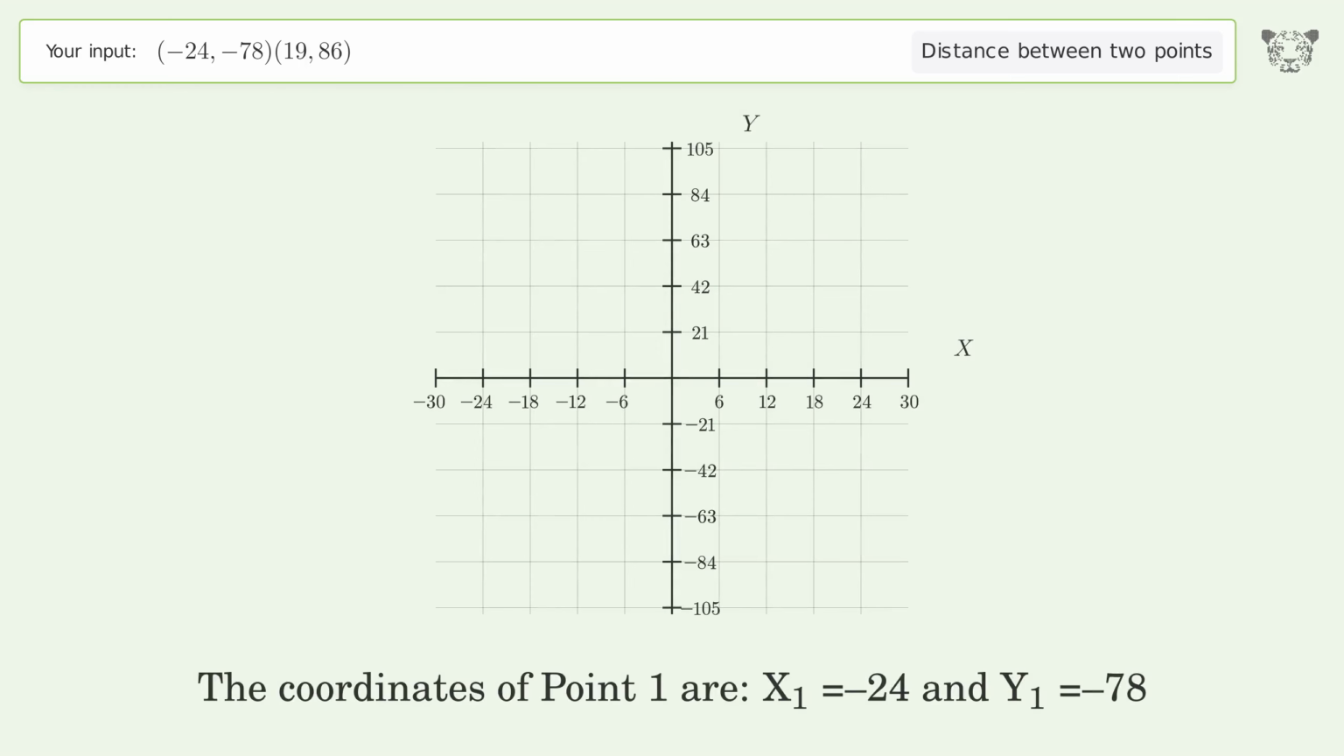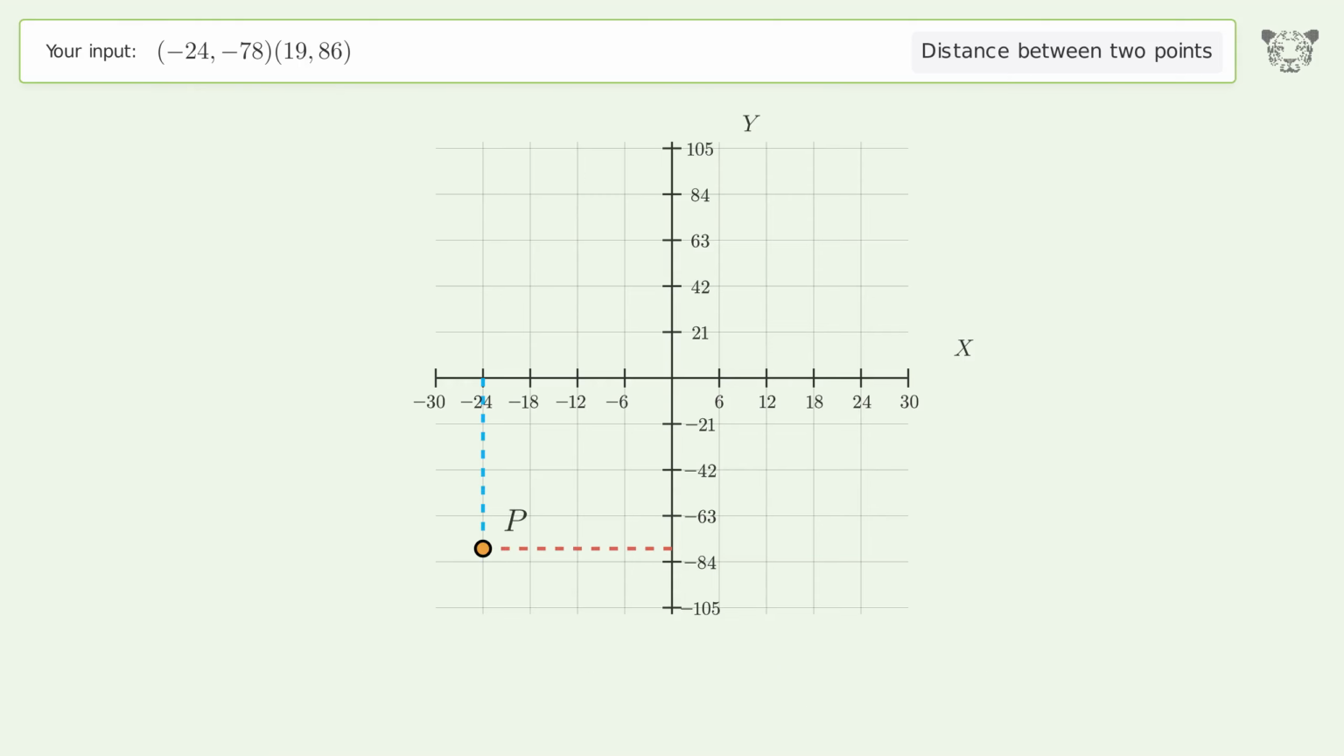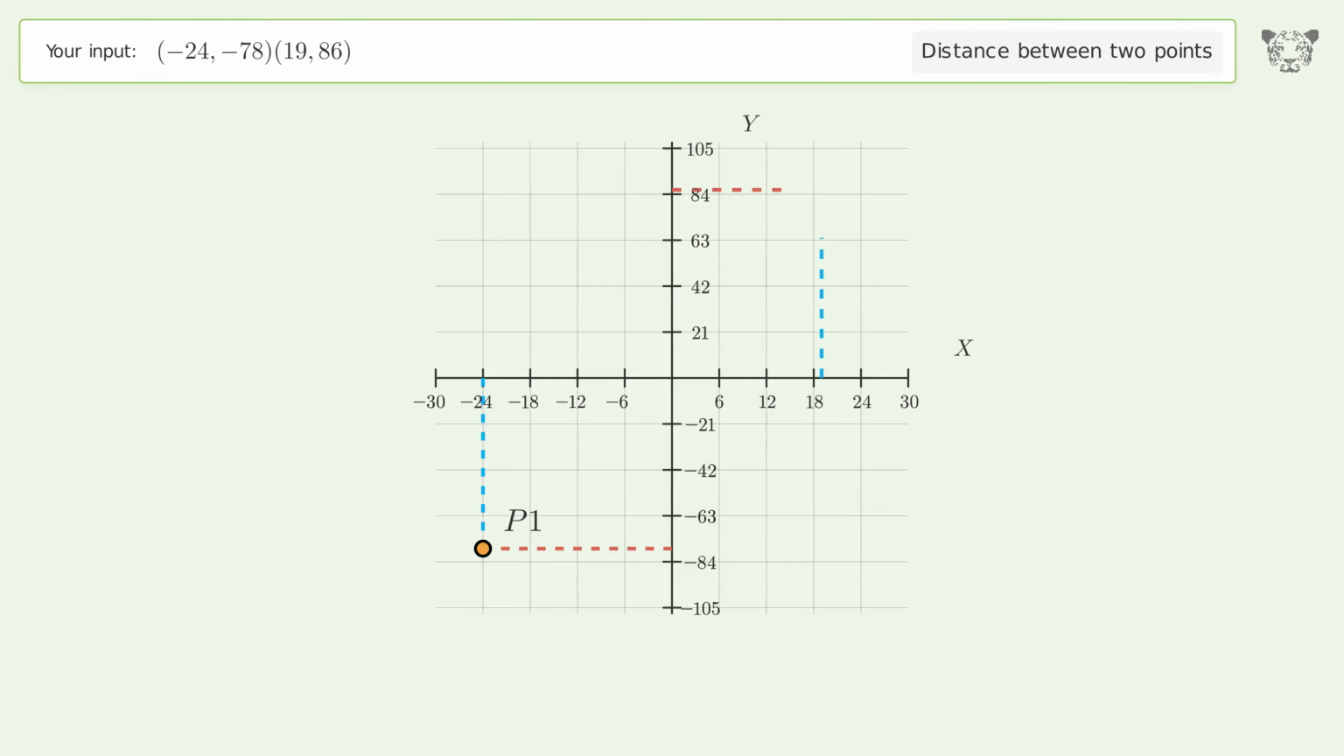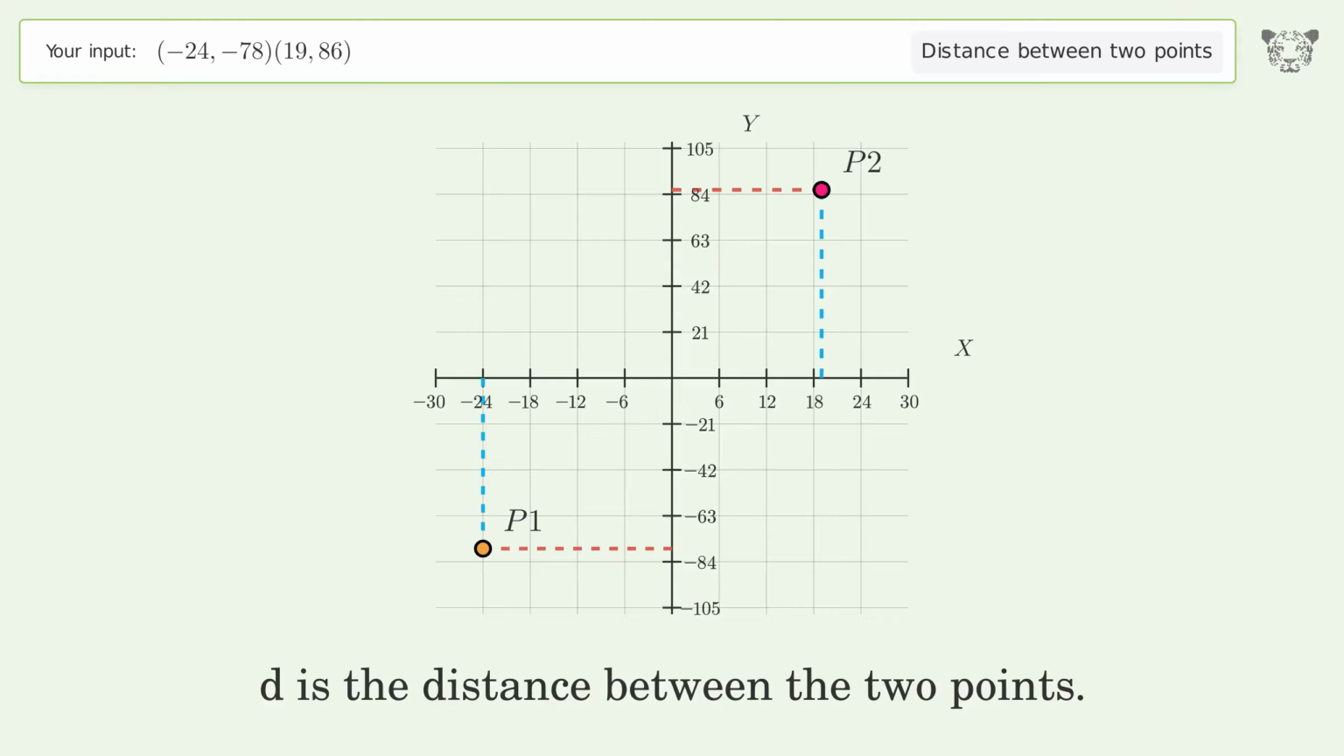The coordinates of point 1 are x1 equals -24 and y1 equals -78. The coordinates of point 2 are x2 equals 19 and y2 equals 86. D is the distance between the 2 points.